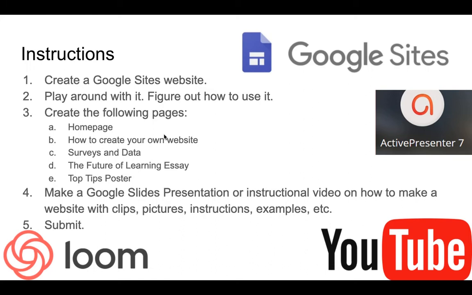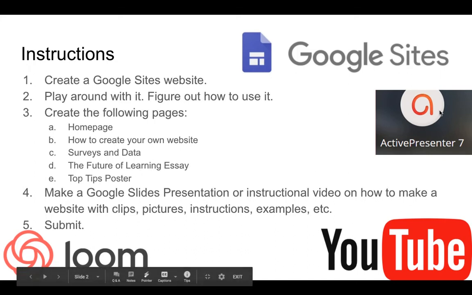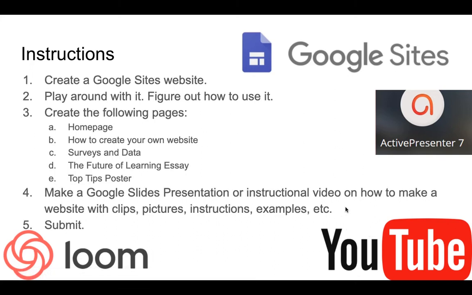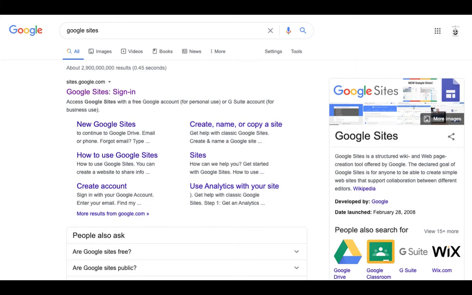Then once you've got all of that and you've played around with it and you know how to add text and pictures and make it look all pretty, you're going to make a Google Slides presentation or an instructional video on how to make a website, with clips, pictures, instructions, examples, etc. You can use Google Slides, Loom, Active Presenter, or upload stuff to YouTube. I've added other videos that explain how to do this, and then finally you're going to submit it for the grade.